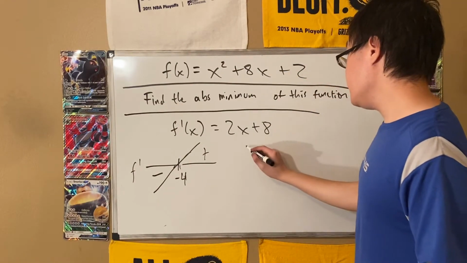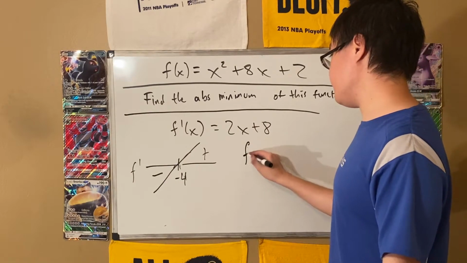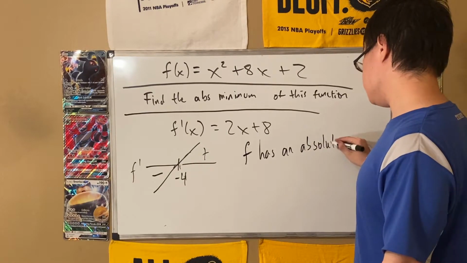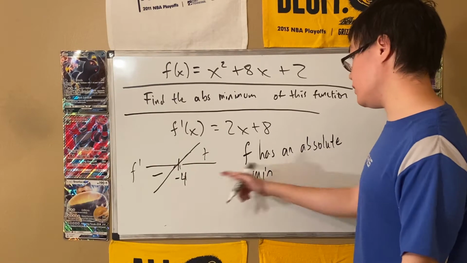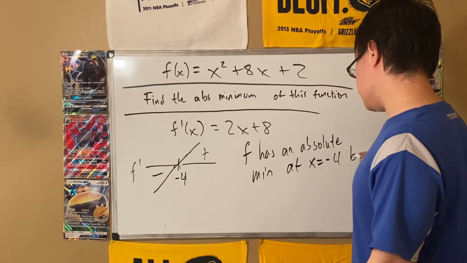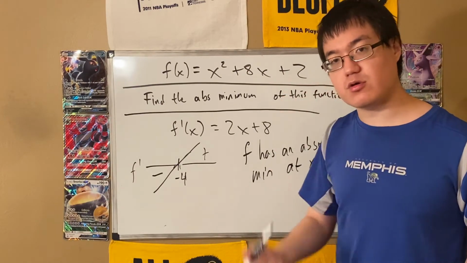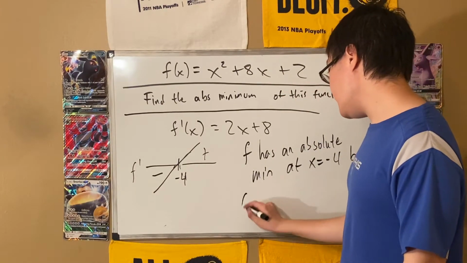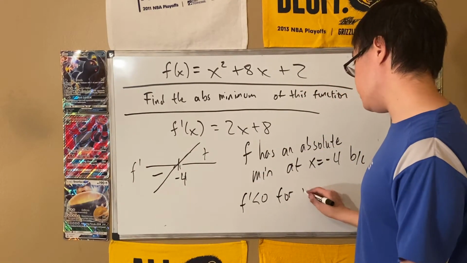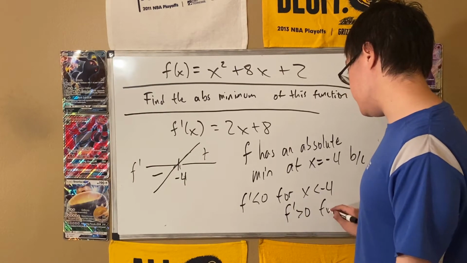So in this case, the justification or the sentence that I make my students memorize is f has an absolute min at the number, meaning at x is equal to -4. And this is my justification. Because I'm not going to say f prime goes from negative to positive. That's the justification for local min. I'm going to say because f prime is negative for this side of the sign chart, so that's for x smaller than -4, and then f prime is bigger than 0 for x bigger than -4.